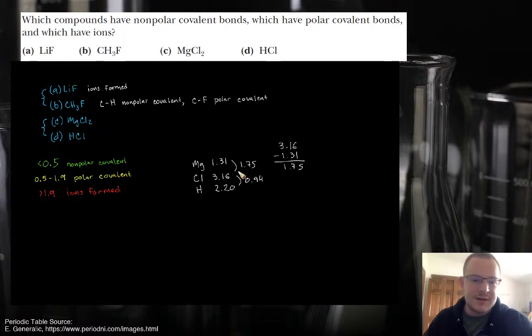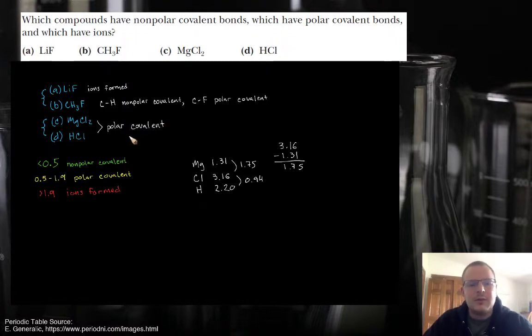Both of these are polar covalent because the difference in electronegativity is in between 0.5 and 1.9. So both of these are polar covalent.